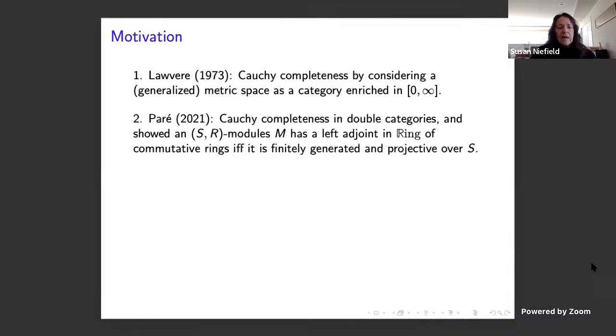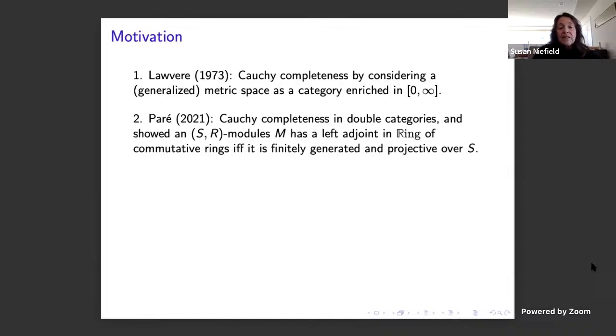Okay, very recently, Bob Paré introduced or discussed Cauchy completeness in double categories, and I'll explain what the connection is later. But he showed that an S-R bimodule M has a left adjoint in a double category of commutative rings if and only if it's finitely generated projective over S. It should say either has a right adjoint or is a left adjoint.